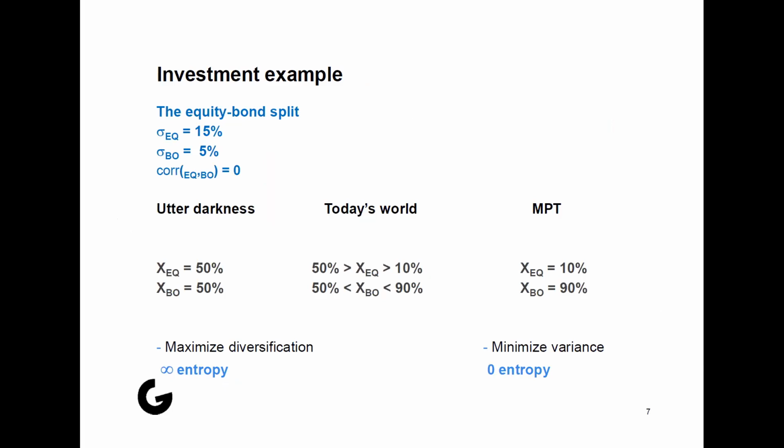Yes, here we go. This is an investment example, a very basic one, to choose the allocation between bonds and stocks. Anybody familiar with investing knows this example. I assume equities have a volatility of 15% and bonds of 5%, with zero correlation. In this setup, the minimum variance approach would lead to an allocation of 10% equity and 90% bonds.